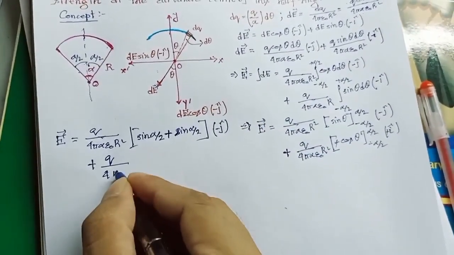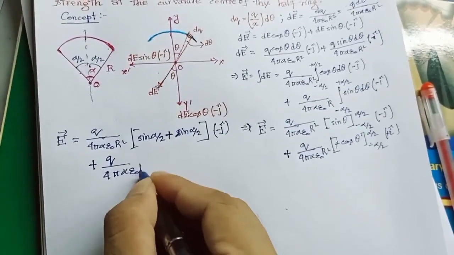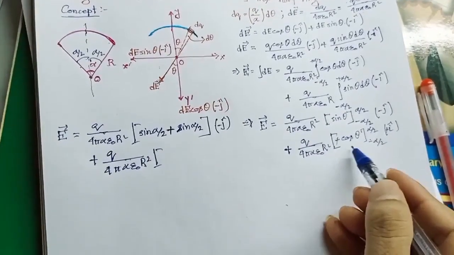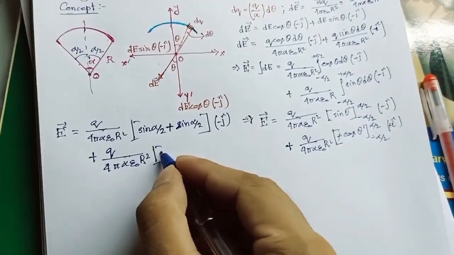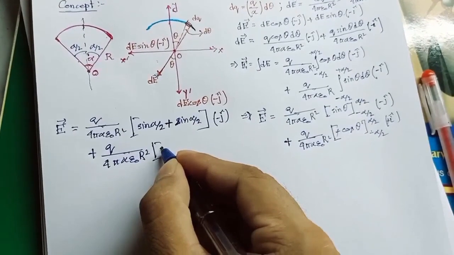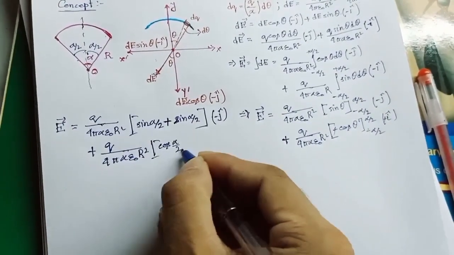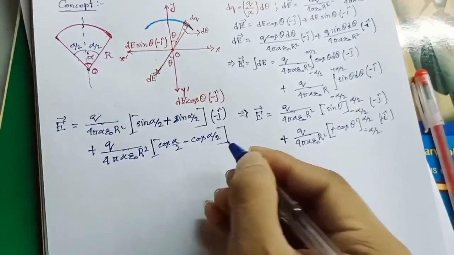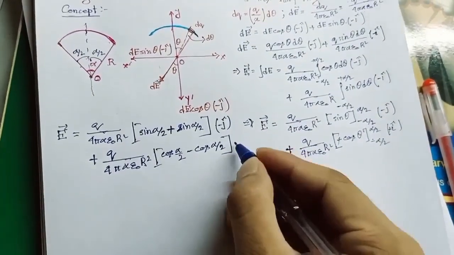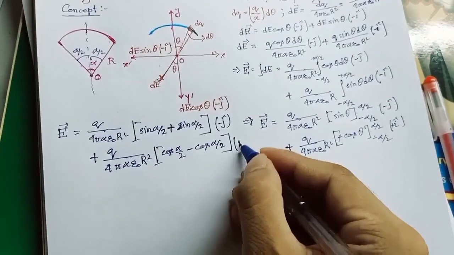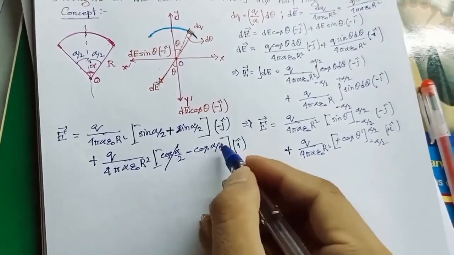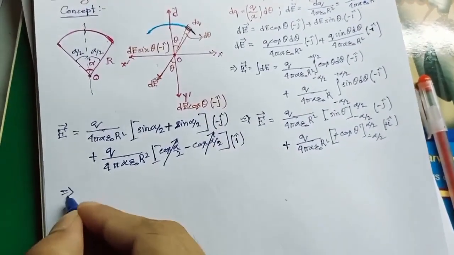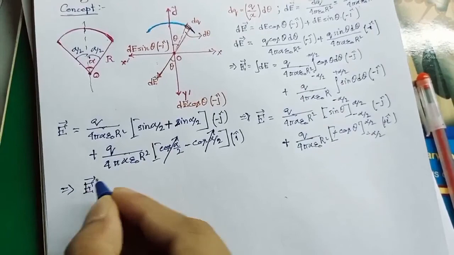Plus its horizontal component is equal to q divided by 4 pi epsilon naught r square, and if we put the limits here, the value will be cos alpha divided by 2 minus cos alpha divided by 2. Its direction vector is i cap. Now this cos alpha divided by 2 and cos alpha divided by 2 will get cancelled.